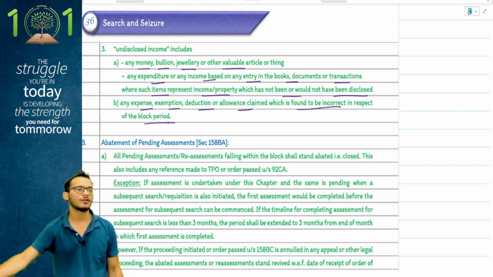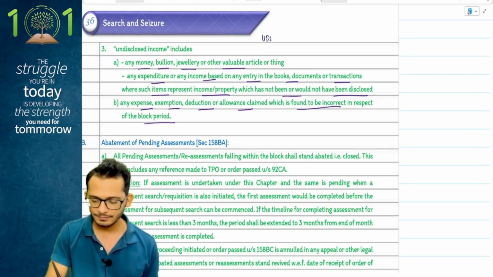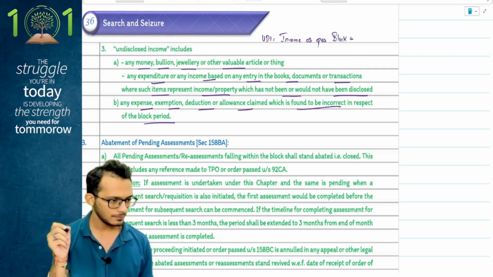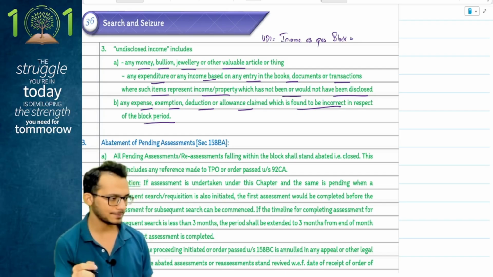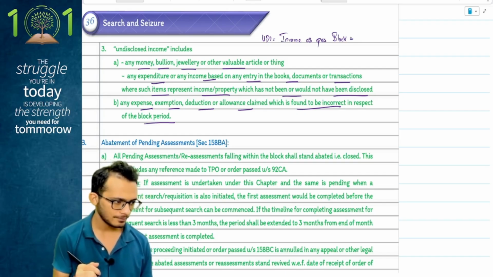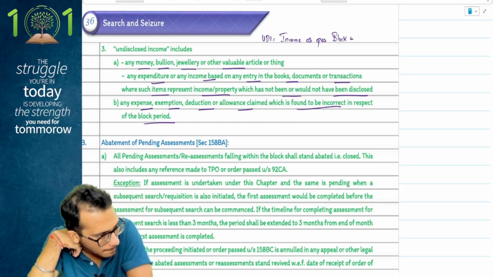So you can put a small line here. Undisclosed income means... In the return which the assessee is currently filing, he is given an option to disclose this income which was found in the raid also. What if I don't disclose anything and file the same return? There will not be any undisclosed income. What if I don't disclose any additional item?